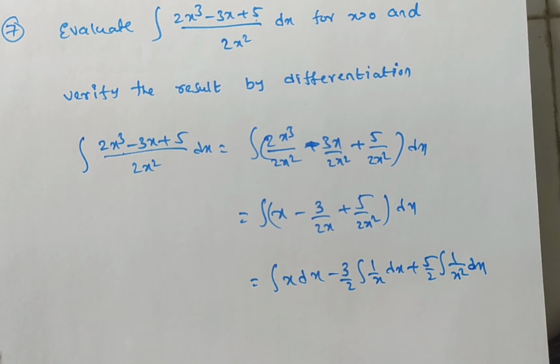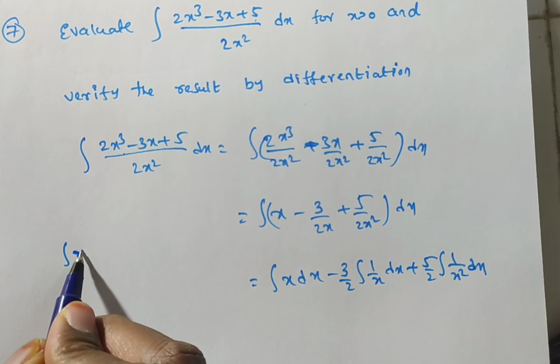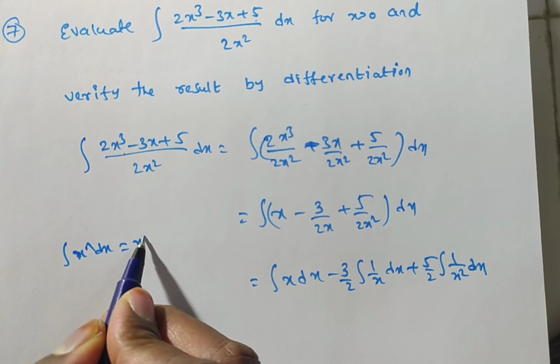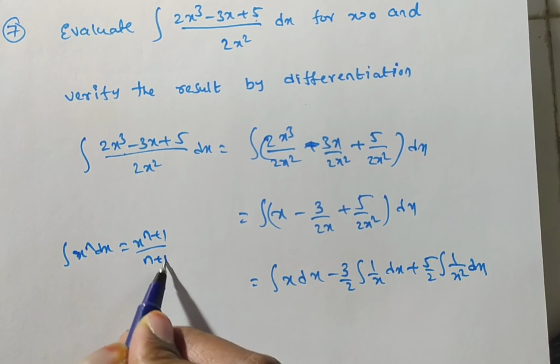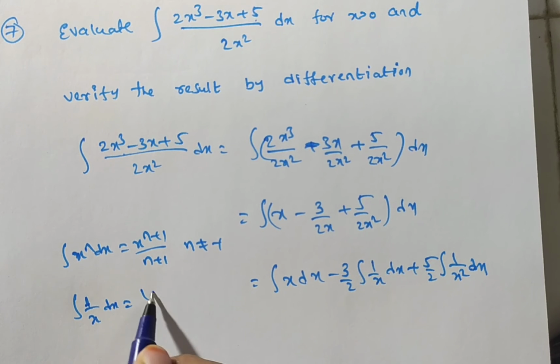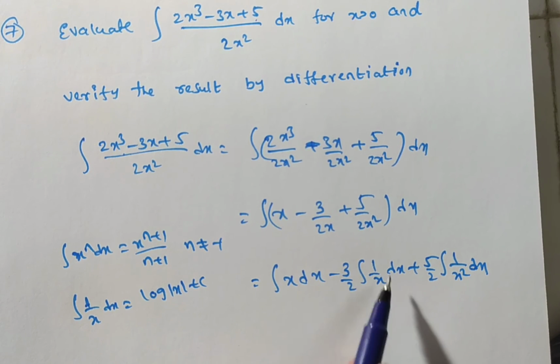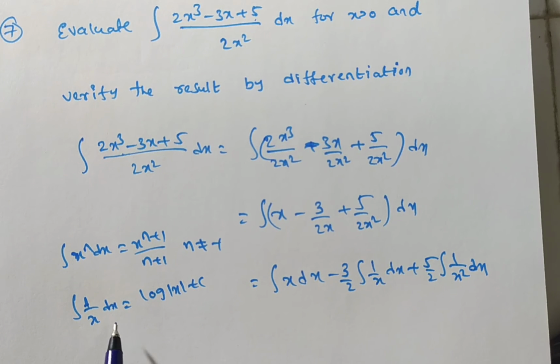Friends, you see we have a standard form: the integral of x to the power of n dx is equal to x to the power of n plus 1 by n plus 1, for n not equal to minus 1. If n is equal to minus 1, we have 1 by x dx, and 1 by x dx is nothing but log mod x plus c. In this problem you have a 1 by x, so we have to apply standard form 1.